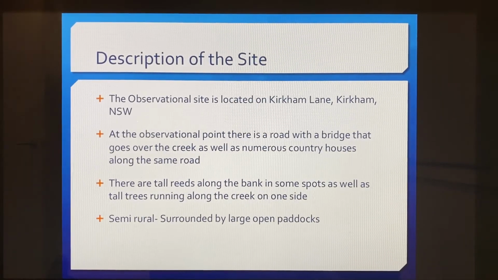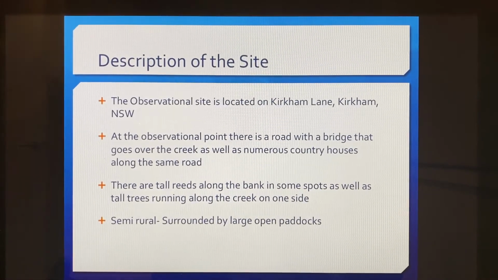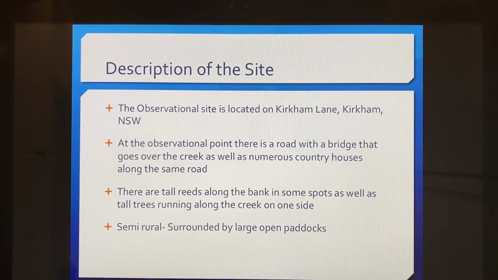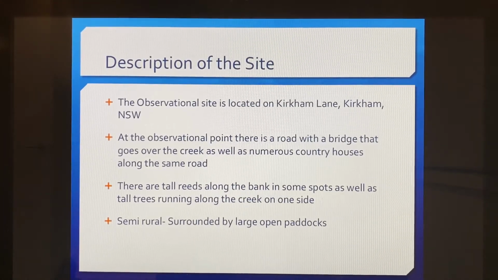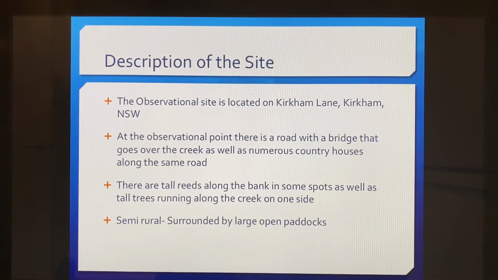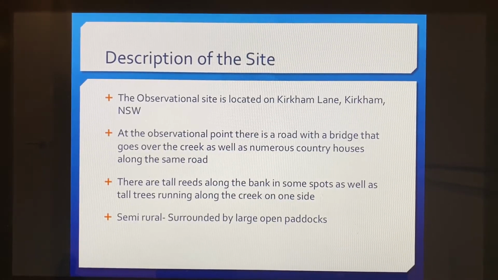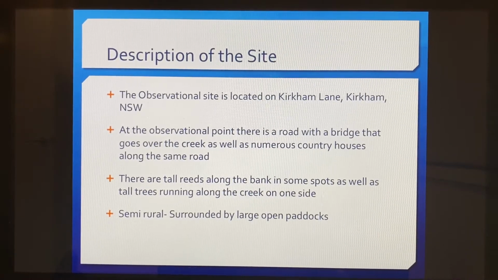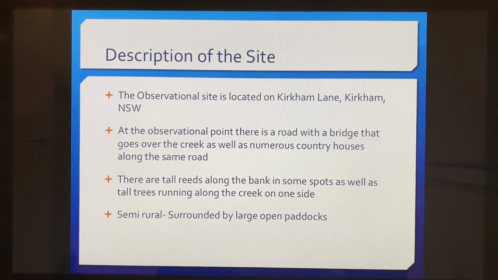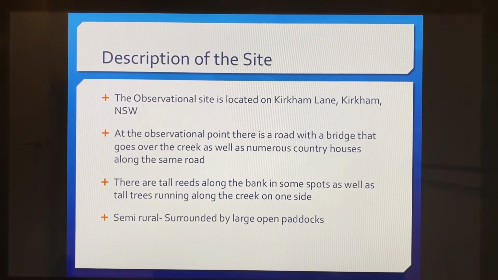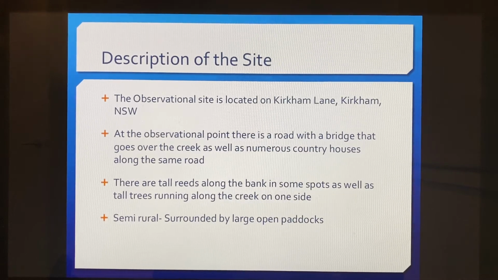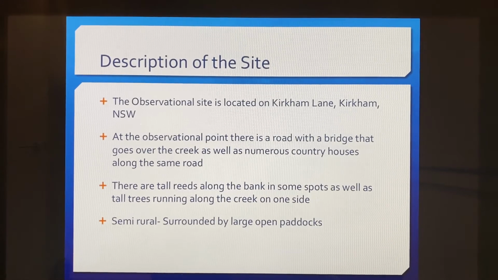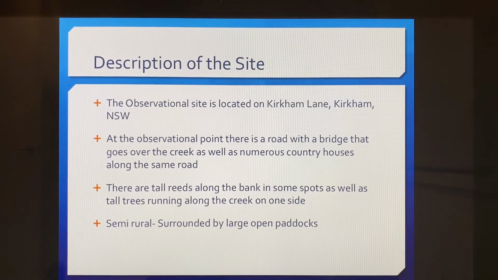The site I have selected is located in Kirkham, New South Wales, and is at a bridge located on a semi-rural road. The creek has tall reeds that line the riverbed that many species would use for protection and nesting. There are also tall trees lining one side of the creek, which provide shade and nesting areas for a range of animals as well. The area is semi-rural and therefore quiet and is surrounded by large open paddocks. The road, however, is 80 kilometres and a country road, and thus cars speed past regularly, which can cause animals to disperse or be reluctant to occupy the area.